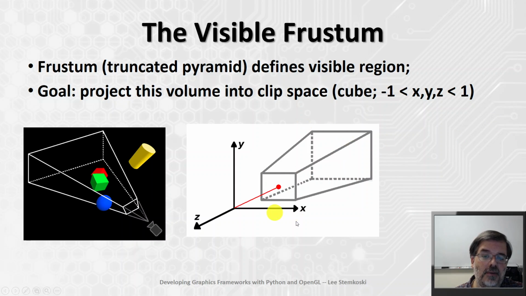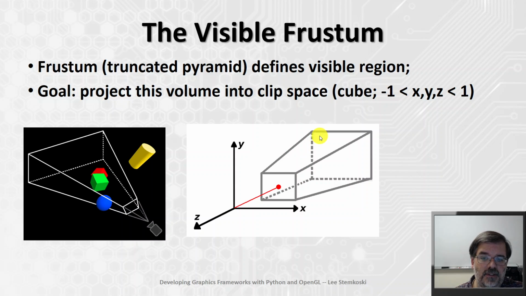And when this is compressed into a cube shape, this back end will need to be compressed more. That will cause objects in the rendered image of the scene to appear smaller the farther away they are from the viewer.